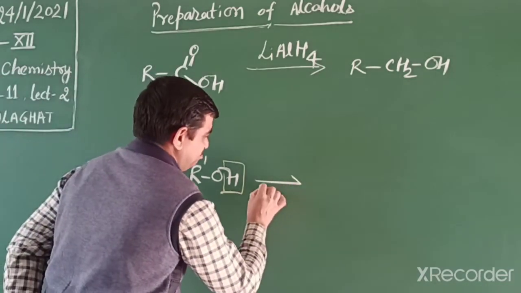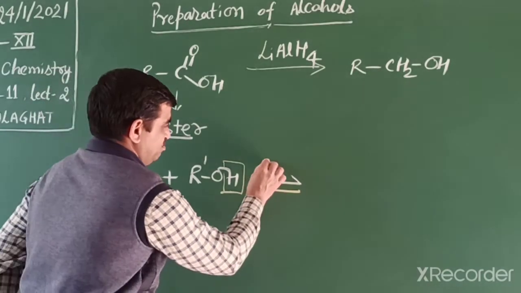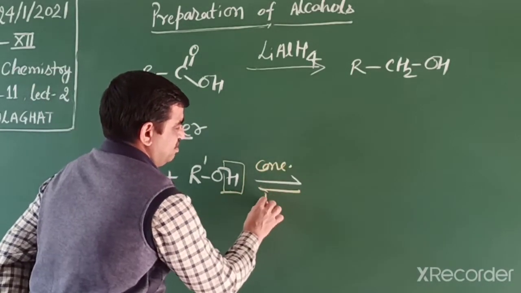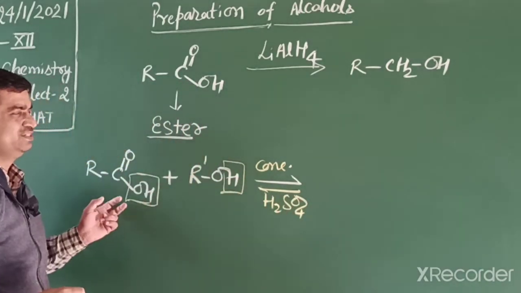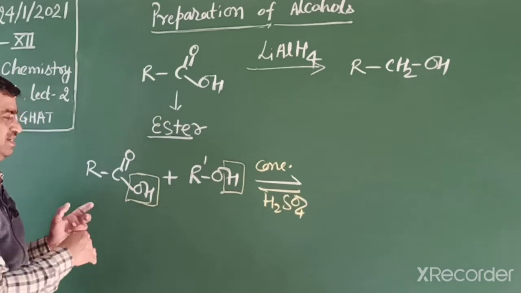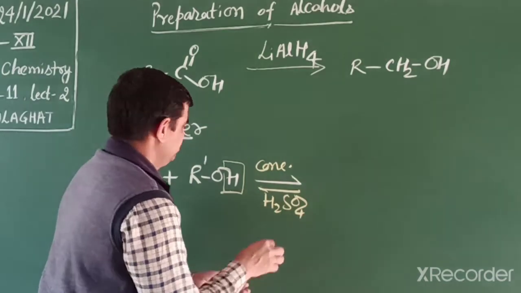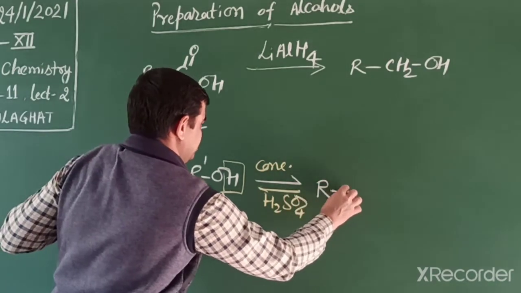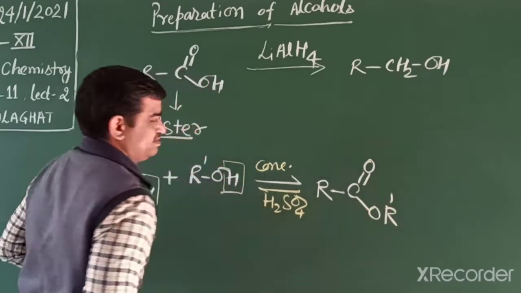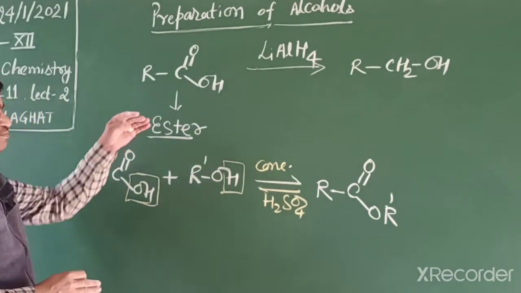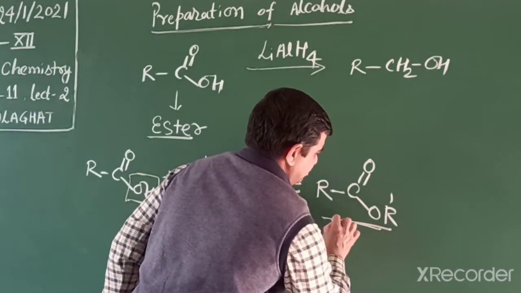This reaction occurs in presence of concentrated sulfuric acid. The detailed reaction we will discuss in the carboxylic acid chapter. So what happens? We get ester. We can write this ester. So at first we convert carboxylic acid into ester, then further reduction.